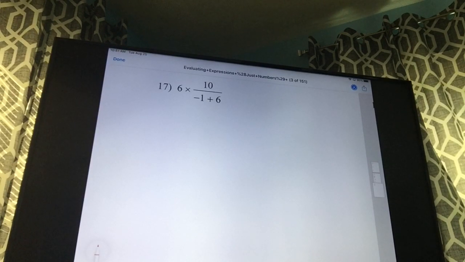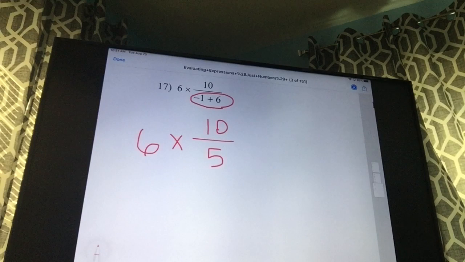So fraction bar really means divide, but you can't do anything with anything while it's a fraction, okay? So you need to simplify the fractions always first, and then go through your order of operations. So if we're just doing the bottom first, we got negative 1 plus 6 is going to give us 5, and our 10's still on top, and we still got multiplied by 6.